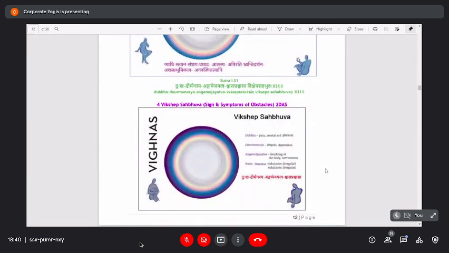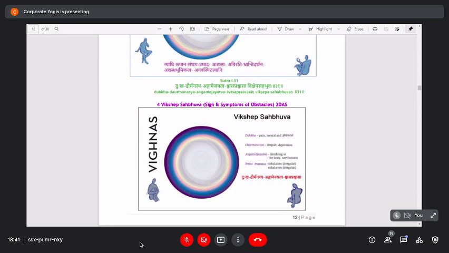But with these 9 obstacles, 4 symptoms also come. That is called vikshepa sahabhuva. Dukkha daurmanasya angamejayatva shwasa prashwasa vikshepa sahabhuva. So with these 9 obstacles, there are 4 signs or symptoms of the obstacles. If these are the signs, that means some of the obstacles listed above will be part of it. What are those? Dukkha, that means pain, mental or physical pain.